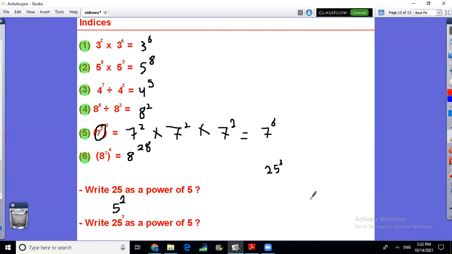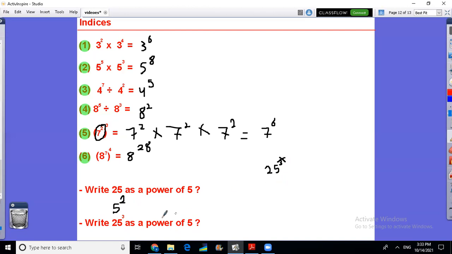25 cubed. Let's do it. 25 cubed. How can I do this, mister? I know that 25 is 5 squared. But 25 cubed as a power of 5, yes. All right, the first step here, ignore the power. Pretend that there is no power, there is no index here. So just ignore it as if it's not there.